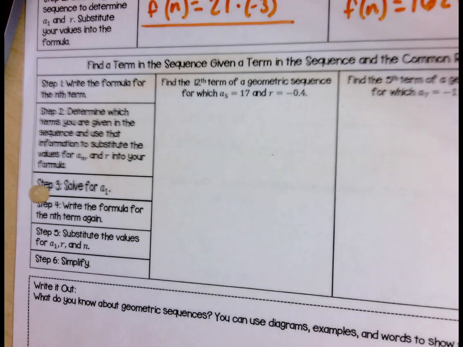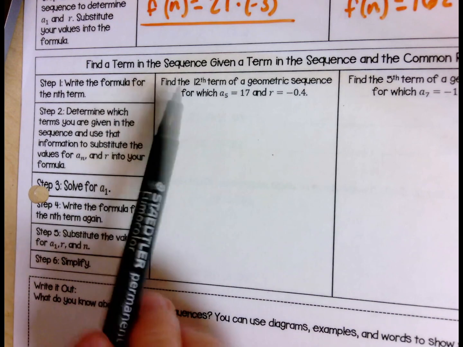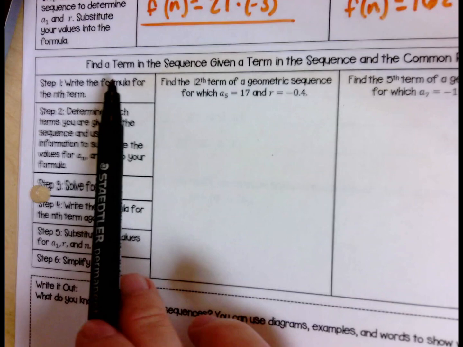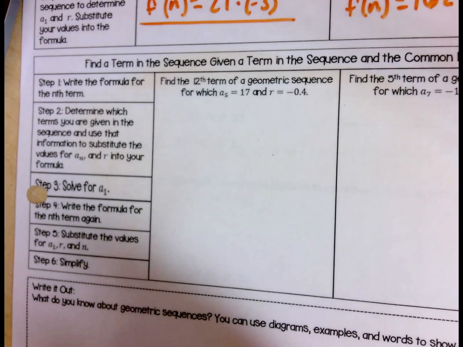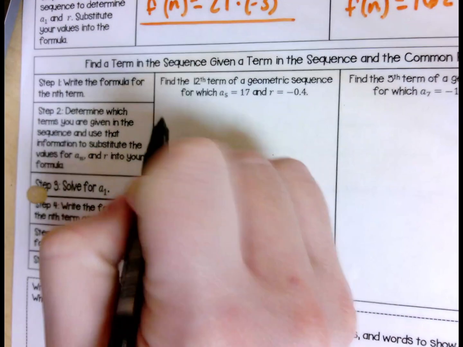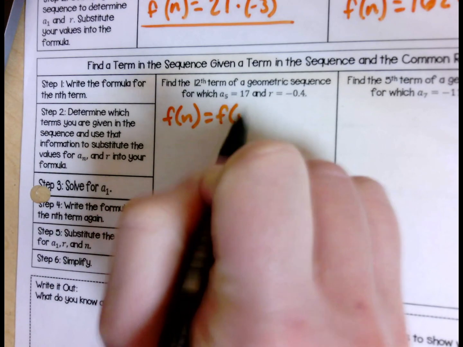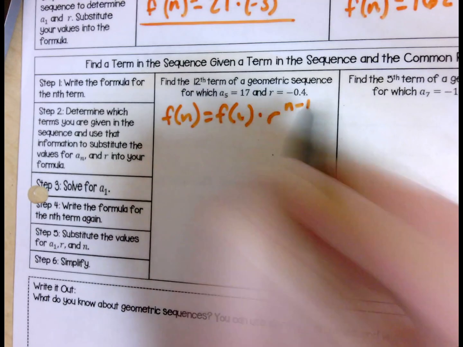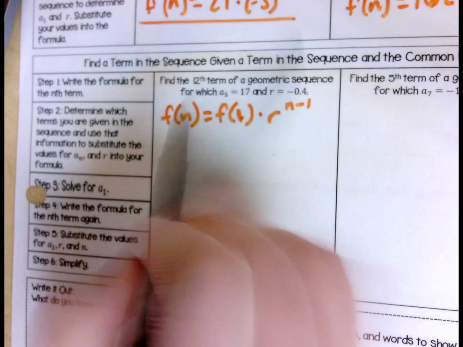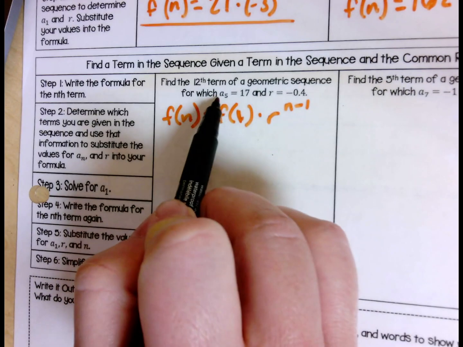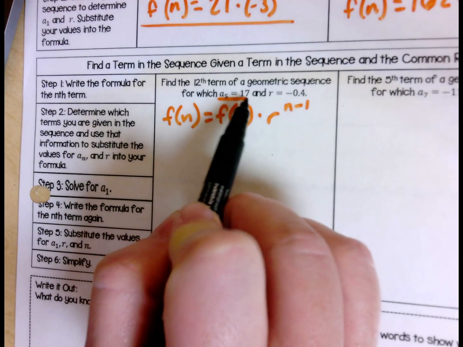Alright, so let's talk about this next type of question where in this case we're given a term in the sequence and the common ratio, but not given the first term. So first thing we need to do is let's talk about this equation. We're going to fill in what we can. So here remember f of n is equal to f of 1 times ratio raised to the n minus 1 power. Okay, we don't have the first term here, but we do have that the fifth term is 17.